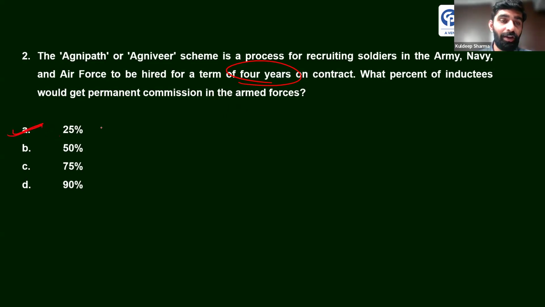So the answer here is A, 25%. As of now, only 25% of the total Agniveer or Agnipath scheme inductees would be included in the permanent commission of the armed forces. Recently, just 2-3 months ago, the government was contemplating that it should be 50%, and the army is actually asking for 75%. So these are some figures, but what is important for us is 25% of the inductees.